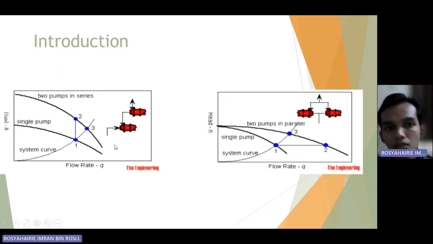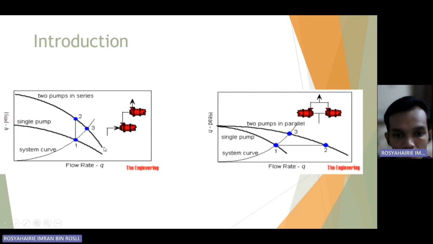Okay, for the first one, the introduction. Figure 1 shows the series pump curve, while the second one shows the parallel pump curve. First of all, pumps are frequently used as equipment to help liquids move or flow. According to it, there are numerous types and sizes of pump.